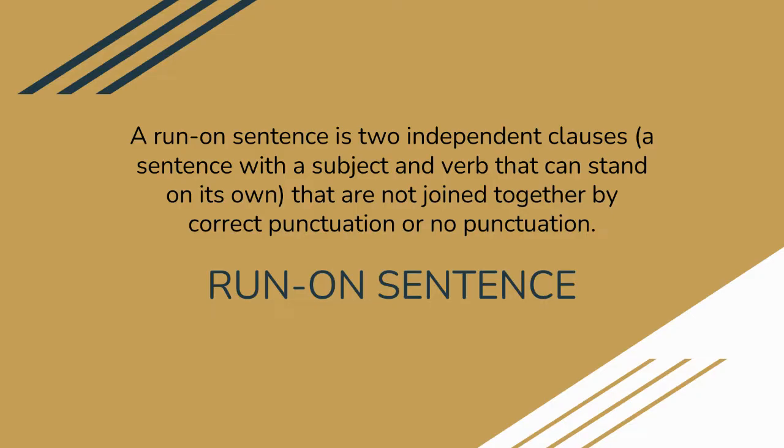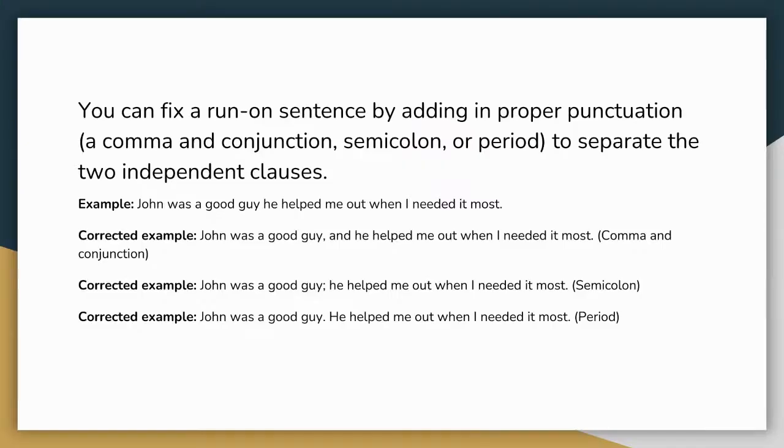So the first is what we're calling a run-on sentence. A run-on sentence is two independent clauses, that is a sentence with a subject and a verb that can stand on its own, exist by itself, that are not joined together by correct punctuation, or they're not joined together by any punctuation. So I'm going to show you some examples. You can fix a run-on by adding in proper punctuation, which is a comma and conjunction, semicolon or period, to separate the two independent clauses.